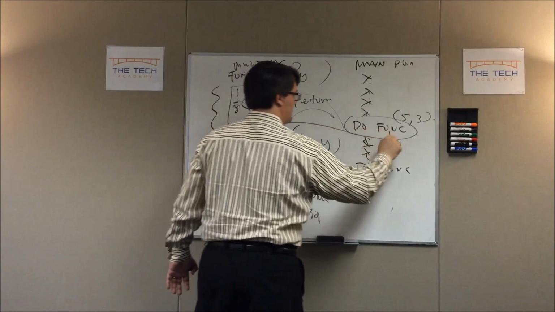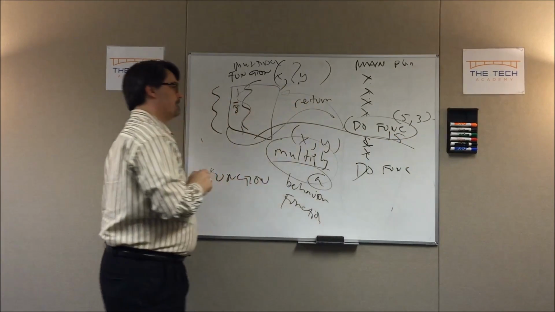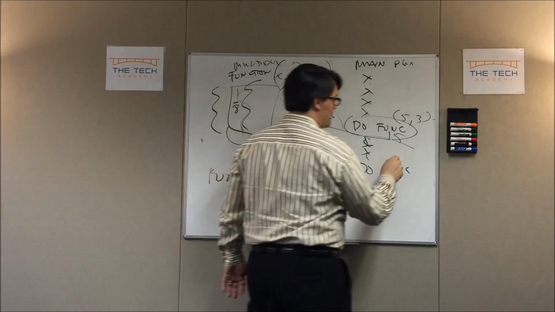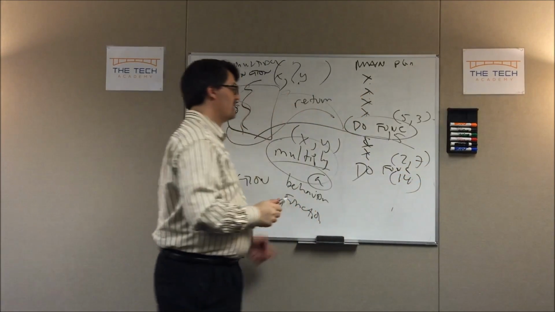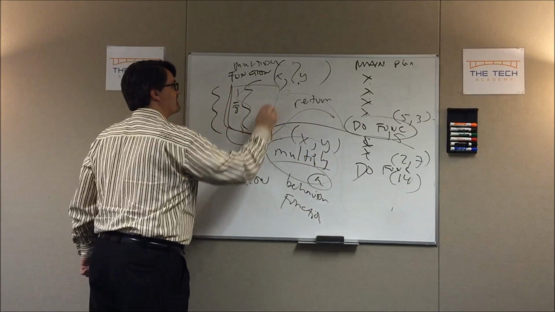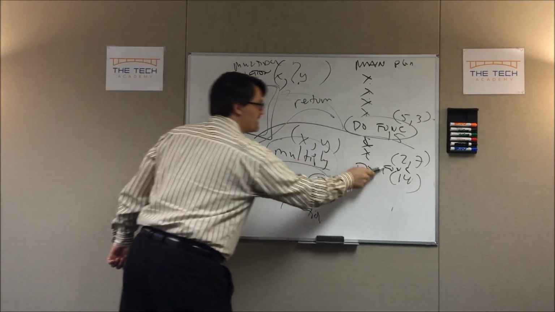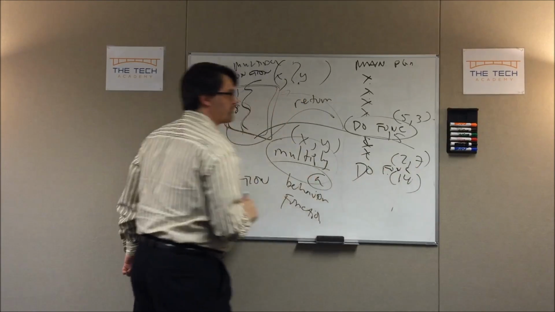And it would give back 15. There you go. But the next time you want to call it, you might want to give it 2 and 7. And it'll give back 14. Either way, you don't have to write all these instructions out. You just write one instruction. Do this function with these parameters.